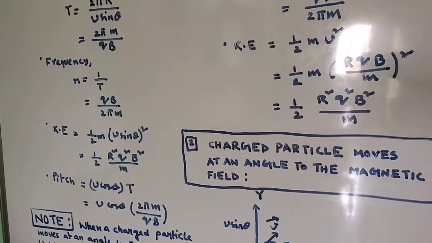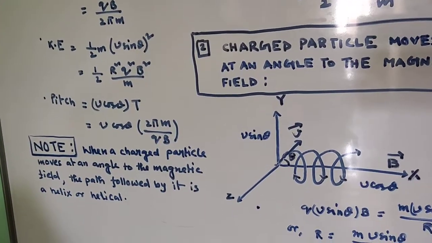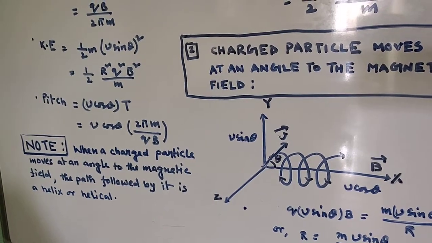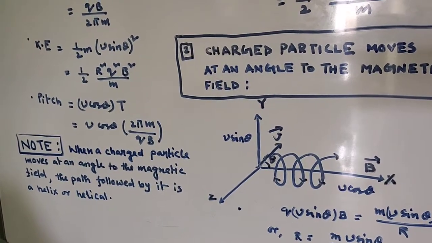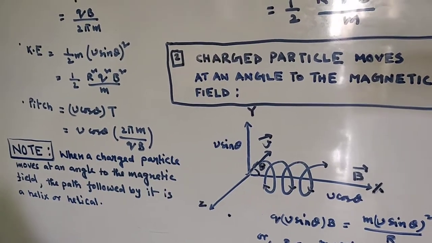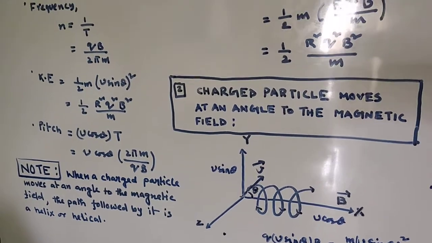These are the expressions we discussed here, so please check them out. Let me define the helical path: when a charged particle moves at an angle to the magnetic field, the path followed by it is a helix or helical. So this kind of path is known as a helical path, or you can say helix.